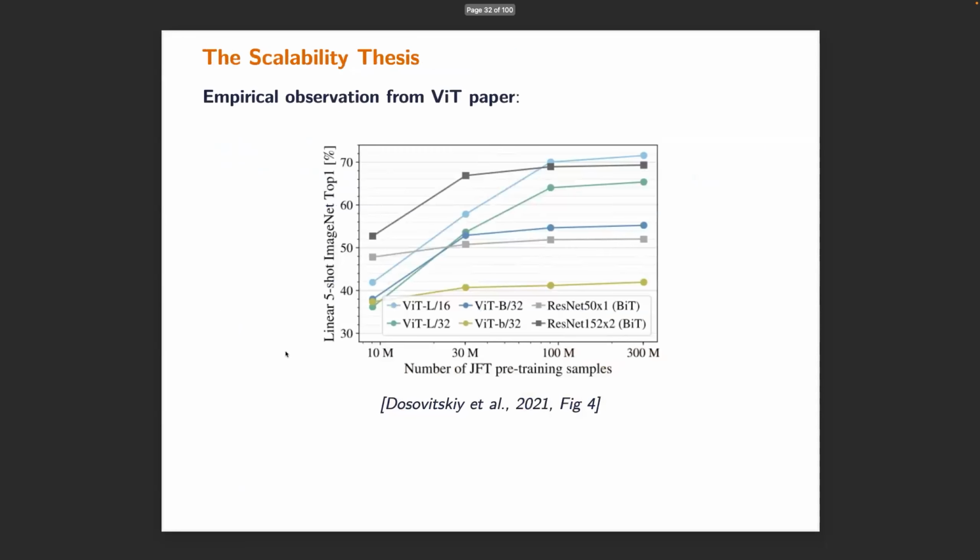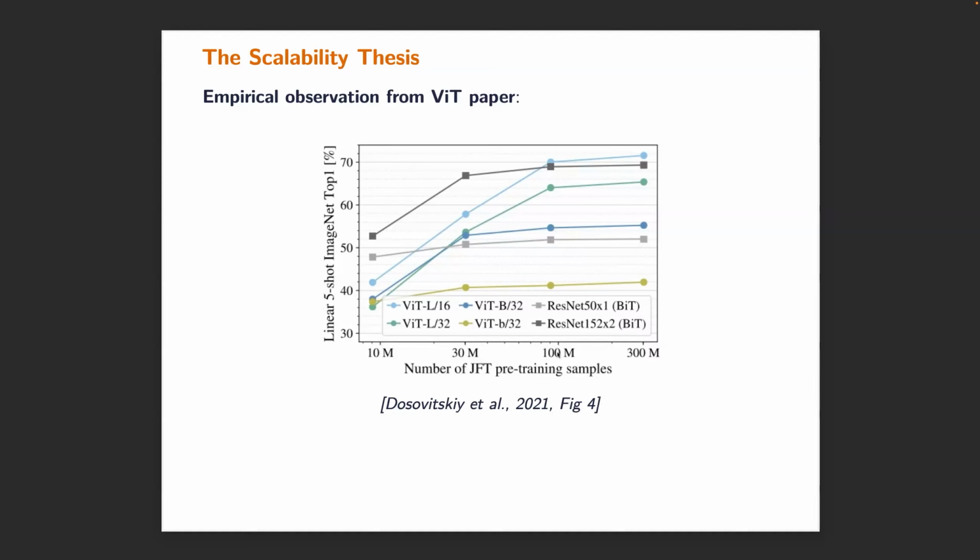So for that, we go to the original paper for the vision transformer. Here, the x-axis is basically the number of JFT pre-training samples, the JFT dataset from Google. So we look at the model pre-trained with this many samples. The y-axis is the accuracy of a linear probe trained with 5 labeled examples per class on top of this frozen pre-trained model. We see that with small pre-training sets, ResNets are still better, but they plateau while we give them more data, more images.